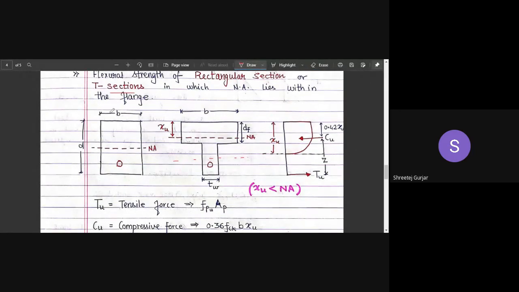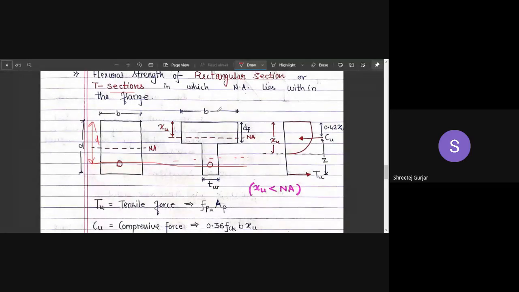This is your rectangular section. You can see B is the width, D is the depth. But what I've done is I've drawn it wrong. D should be till here, the effective depth, till the depth of your steel. Take care while you draw in your notebook or when you draw in your exam.